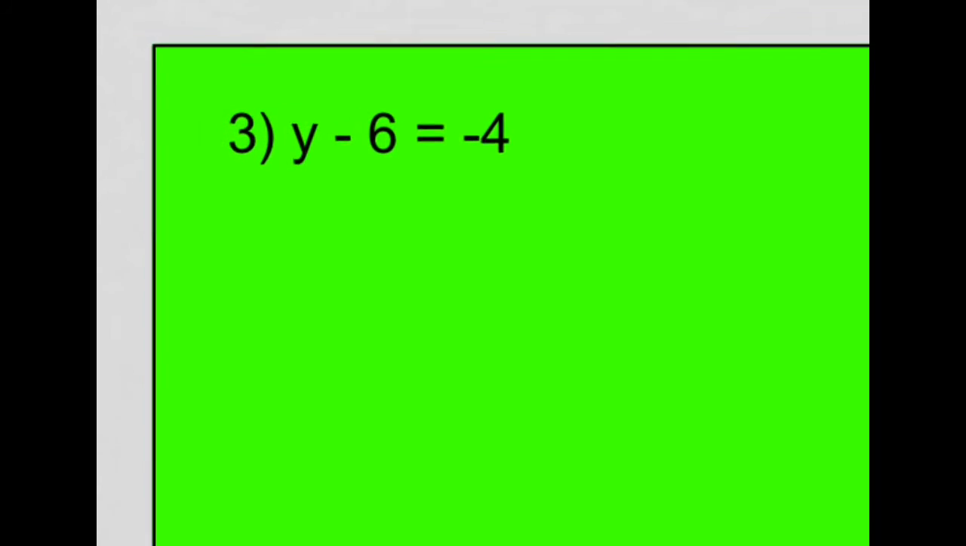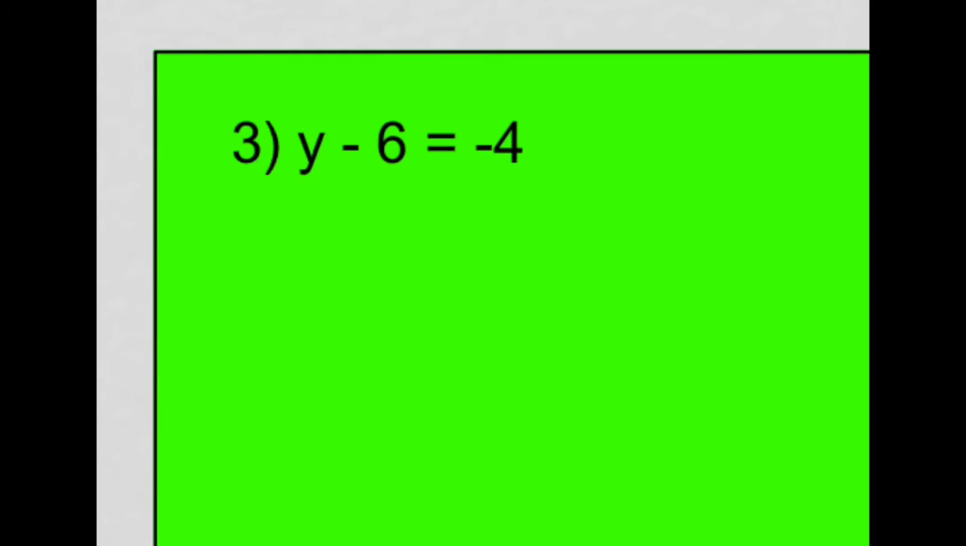Let's look at another one. Number 3. y minus 6 equals negative 4. Well, find the variable. The variable is y. Beside the variable is a minus 6, or a negative 6. The opposite of negative 6 is positive 6. If I do that to one side of the equal sign, I have to do it to the other. Positive 6. Work down the page and see what's left.